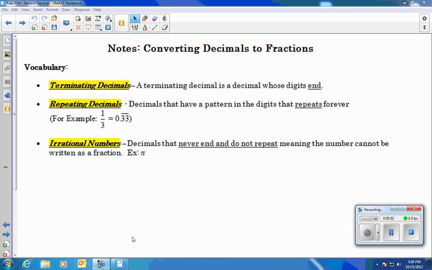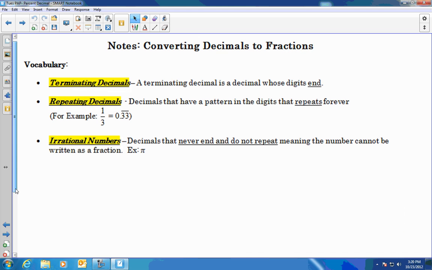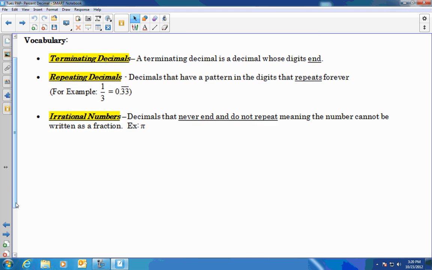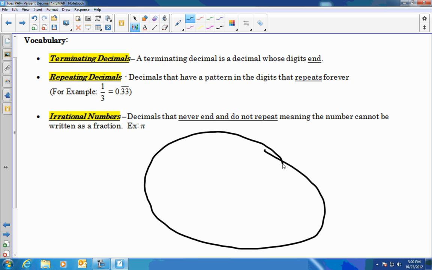So this lesson covers converting decimals to fractions. But before we start that, I want to talk a little bit about rational numbers, which is what this whole unit is over. So when you're talking about rational numbers, the rational numbers is a set of numbers that you kind of already know a little bit about.